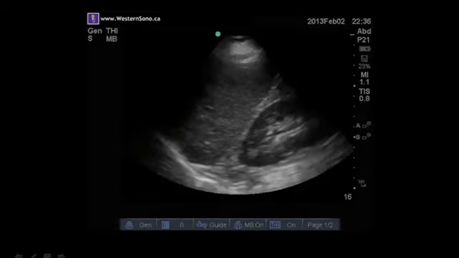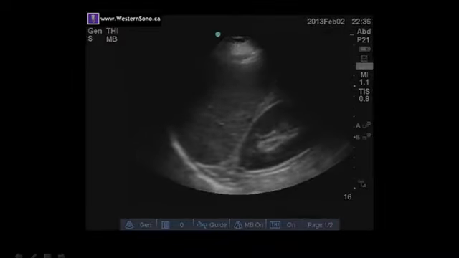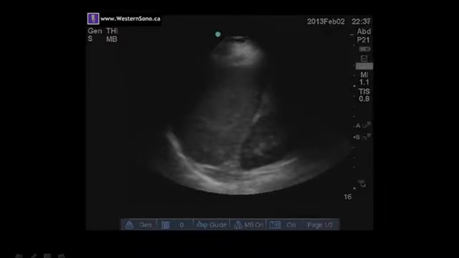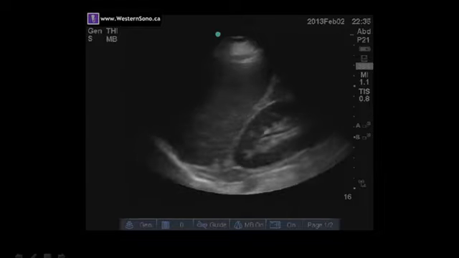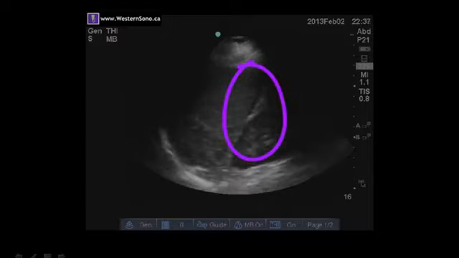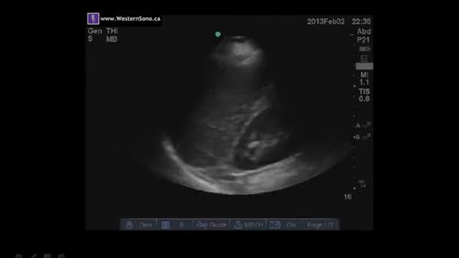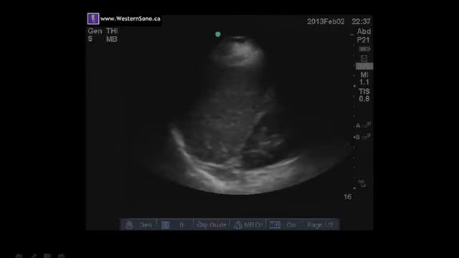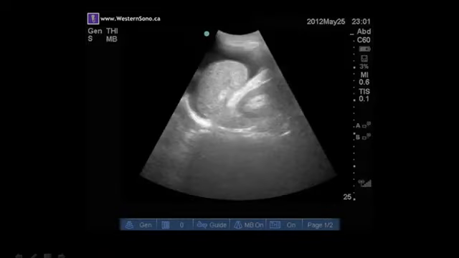This scan shows a more subtle example of free fluid. If you missed that subtle example, let's watch again. Similarly, in the left upper quadrant, we can see free fluid in the splenorenal interface.